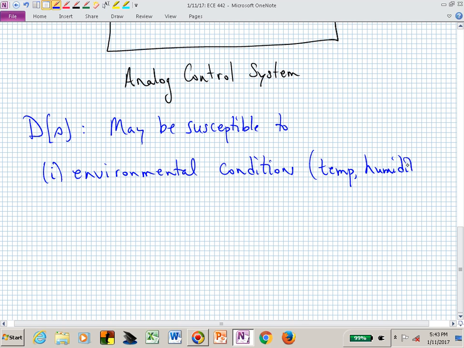Temperature or moisture or humidity. The components in that D of S, which could represent a PID controller or a phase lead controller if you've had control, might age. And you've probably had to spec resistors before, and now you know that they have tolerances associated with those, and maybe you don't want to deal with those tolerance issues in D of S.